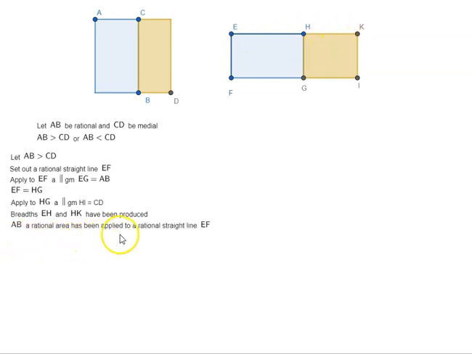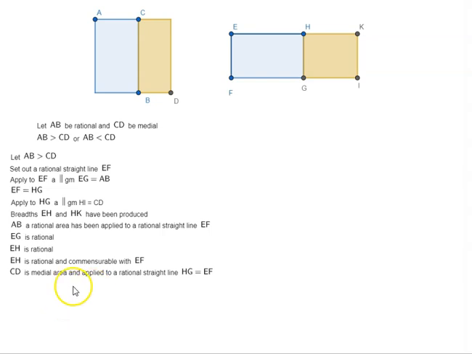AB, a rational area, has been applied to a rational straight line EF, which means EG is rational, which means EH is rational. So EH is rational and commensurable with EF. Okay. Now CD is a medial area applied to a rational straight line HG, which is equal to EF. So HK is rational and incommensurable with EF.